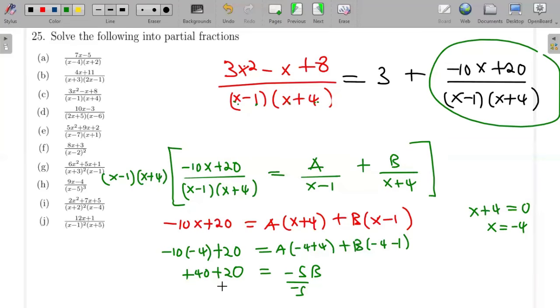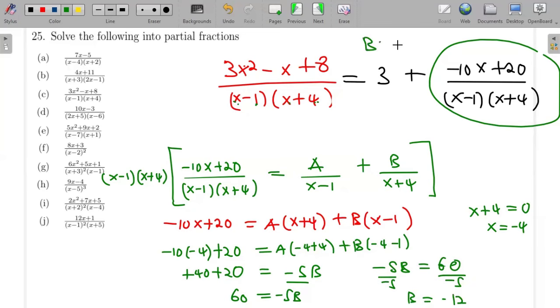I divide by minus 5. Okay, so before I divide, let's combine. 40 plus 20, that is 60, is equal to minus 5b. So that's the same as minus 5b is equal to 60, divided by minus 5, divided by minus 5, b will be equal to 60 divided by minus 5. So that would be minus 12. Okay, so my b is simply equal to minus 12.